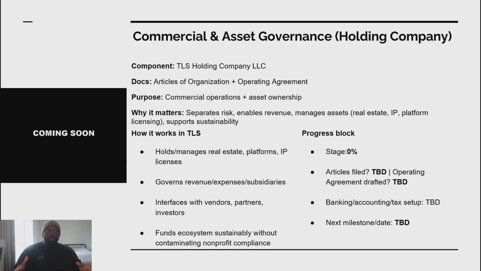So we want to separate any type of activities that can impede upon our 501c layer, and put them into a separate layer where that layer can do all the other things that we need done without violating the other one, right? Remember, we want to have clear separation where each component plays its part for the overall organization. That is very important.